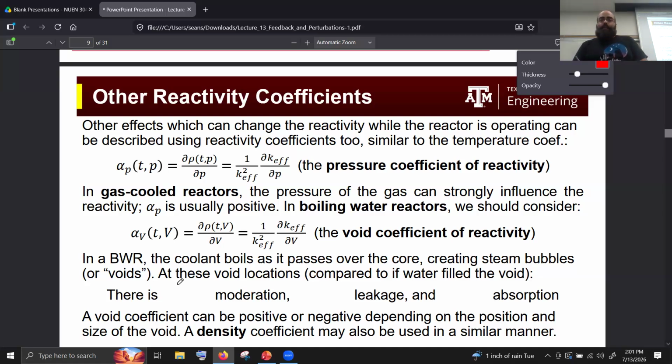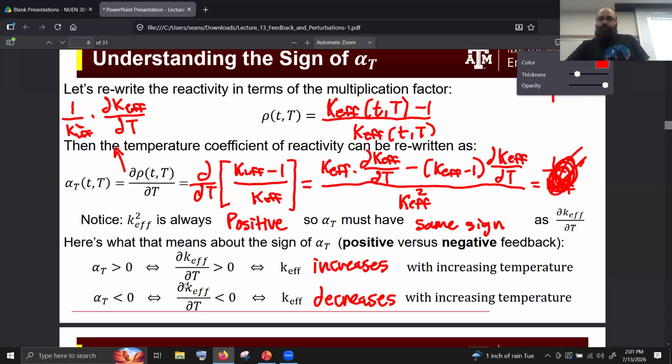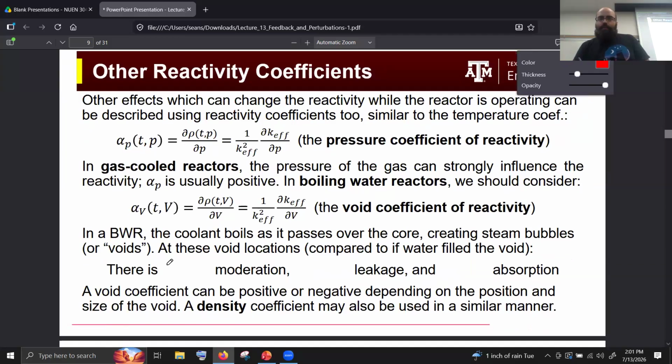There's going to be less, right? There's going to be less moderation because steam is basically just like water with a low density. So if the water is providing the moderation and you have a steam bubble there, it's kind of like you just have less water per unit volume in that location, which means that the water that is there as steam has less ability to moderate and slow neutrons down.